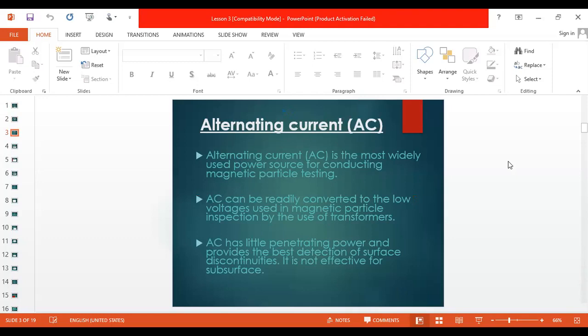Alternating current is the most widely used power source for conducting magnetic particle testing. AC can be readily converted to the low voltage used in magnetic particle inspection by the use of a transformer. AC has little penetrating power and provides the best detection of surface discontinuities. It is not effective for subsurface discontinuities.